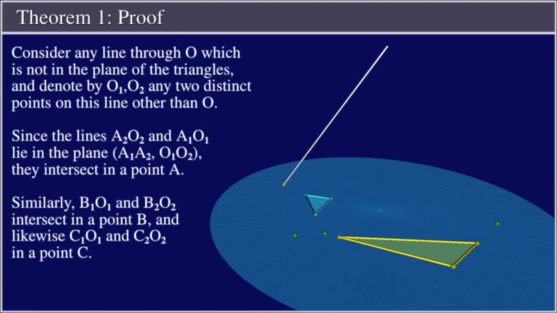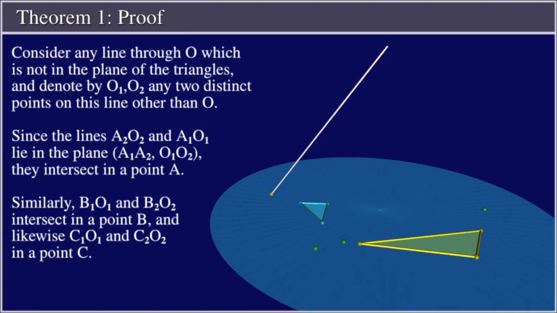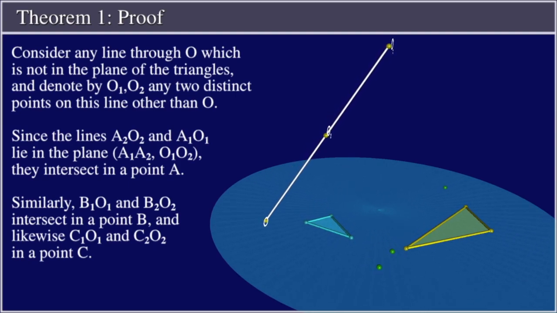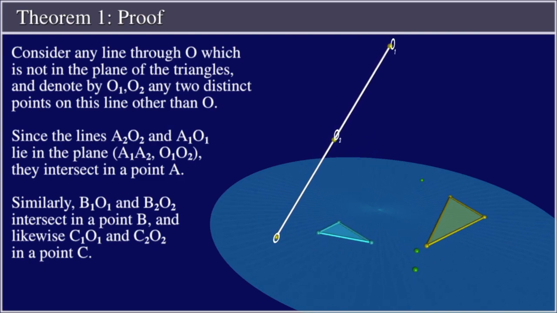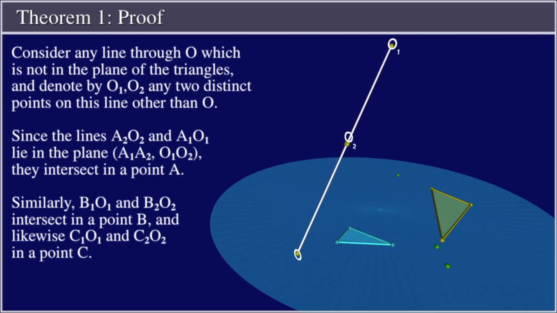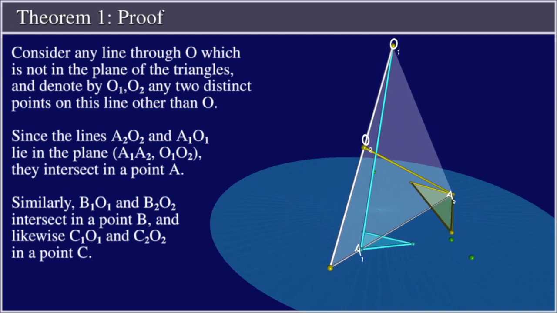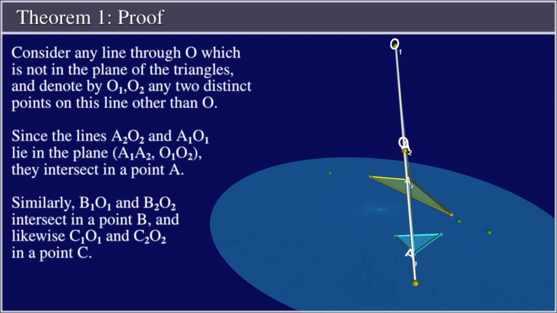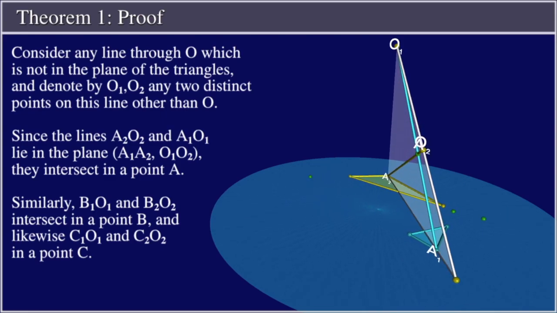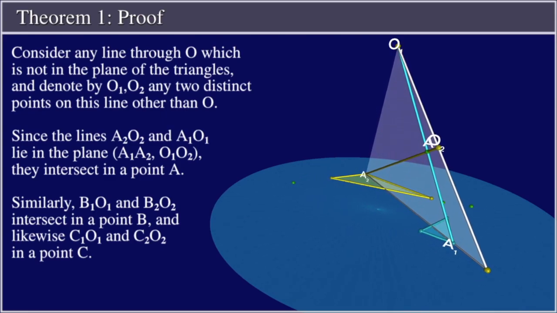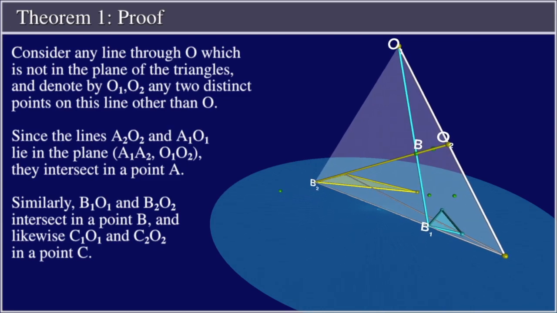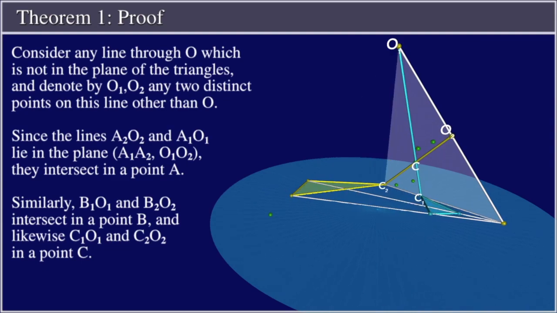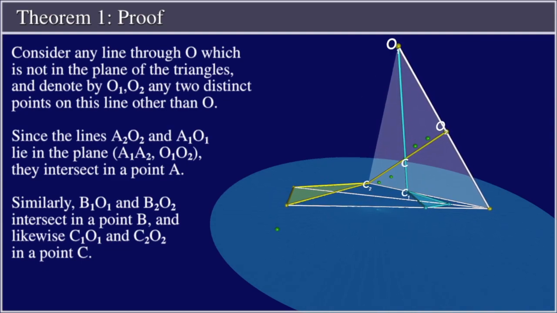Consider any line through O which is not in the plane of the triangles, and denote by O1, O2 any 2 distinct points on this line other than O. Since the lines A2, O2 and A1, O1 lie in the plane A1, A2, O1, O2, they intersect in a point A. Similarly, B1, O1 and B2, O2 intersect in a point B, and likewise C1, O1 and C2, O2 in a point C.